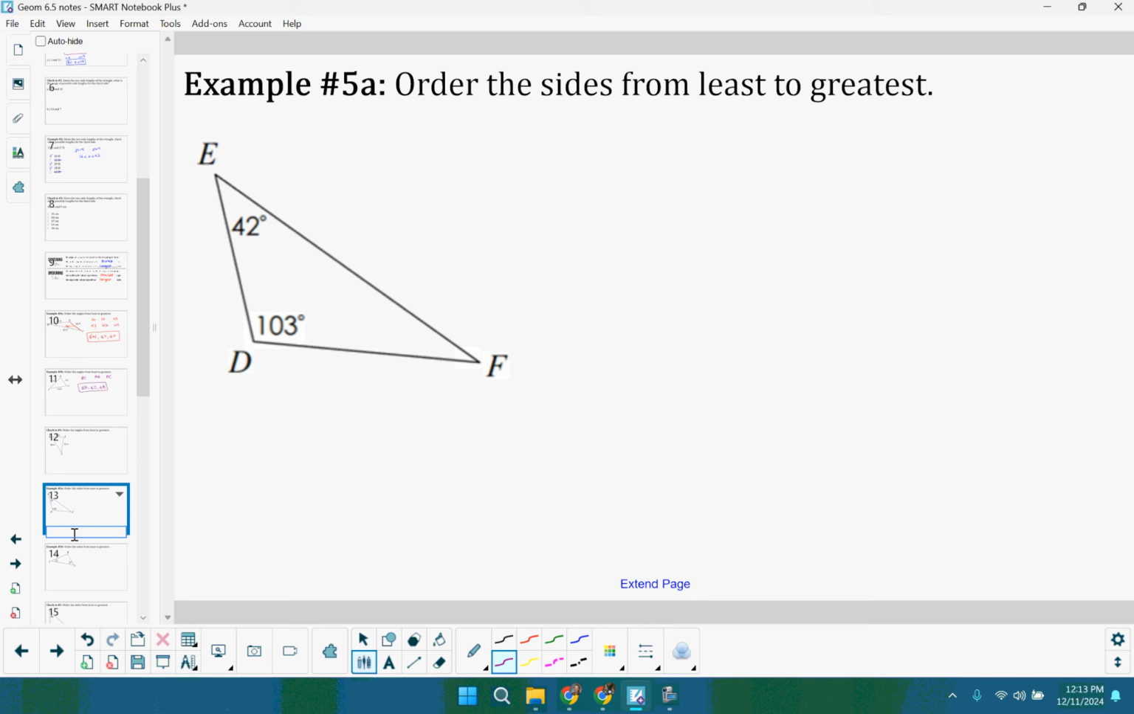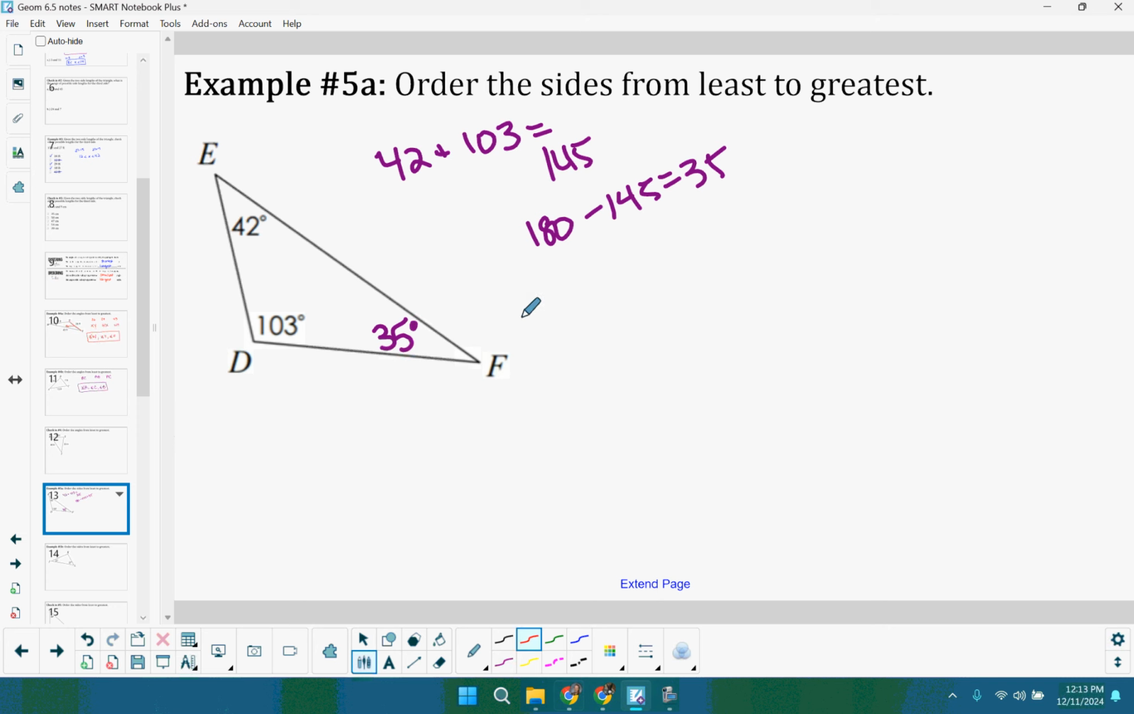Now we're going to try putting the sides in order from least to greatest. We need to know all 3 angles to do this. So if we don't know all 3 of them, we're going to use our knowledge of triangles adding to 180. So if I add 42 and 103 together, we get 145. And if I take that away from 180, I get 35. So my last angle in this picture is really 35 degrees.